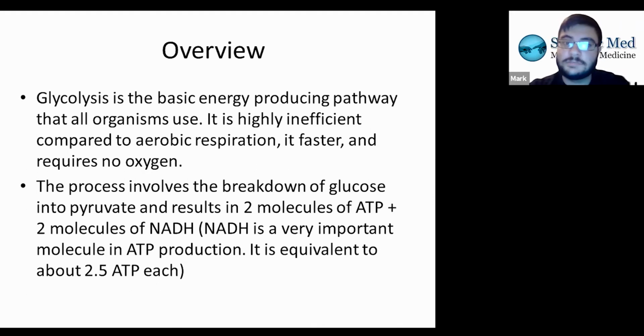It's highly inefficient compared to aerobic respiration, which is what we mainly use as humans, but it is faster and it doesn't require oxygen. So sometimes, for example, in our muscles, when you're working your muscles really hard, they'll actually switch to using mainly glycolysis, and there are bacteria and other organisms that don't use oxygen. They don't use aerobic respiration, and they only rely on glycolysis.